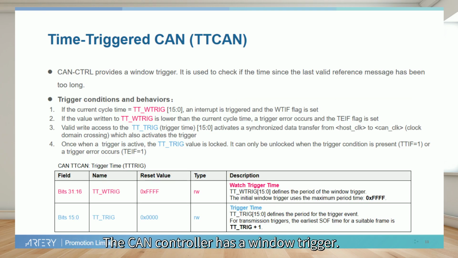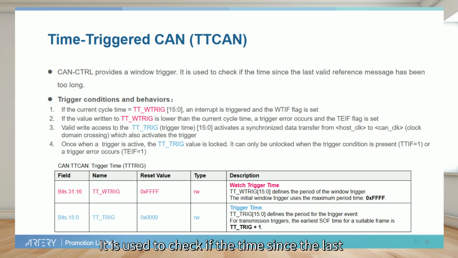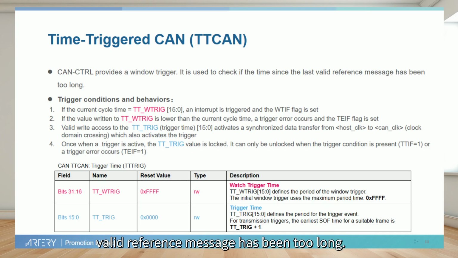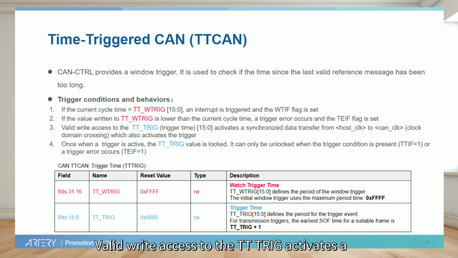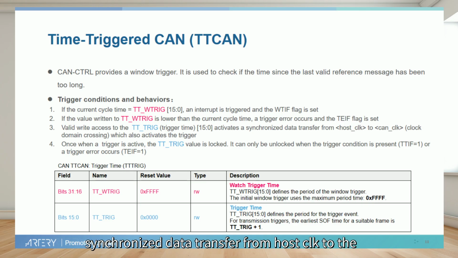The CAN controller has a window trigger. It is used to check if the time since the last valid reference message has been too long. If the cycle count equals the value defined by TTWTRIG, then WTIF is set. If TTWTRIG is updated, and it is lower than the actual cycle time, then TEIF is set. Valid write access to the TT trig activates a synchronized data transfer from host_CLK to the CAN_CLK, which also activates the trigger.